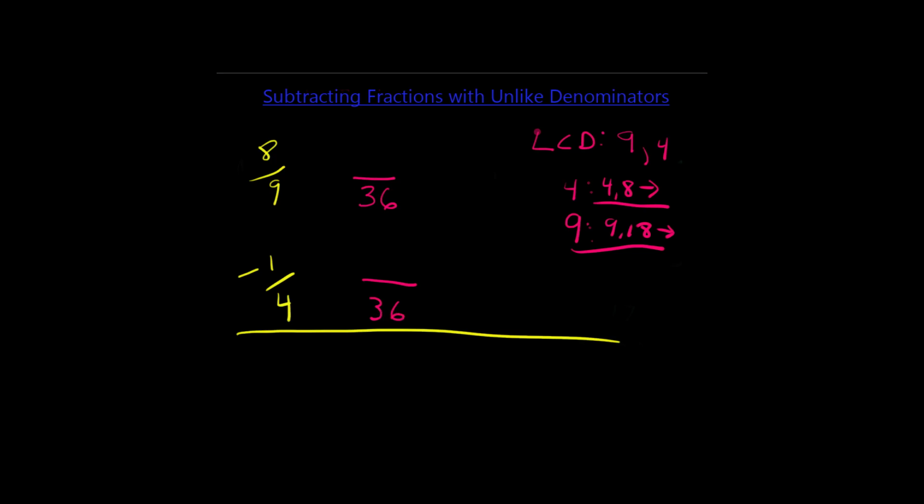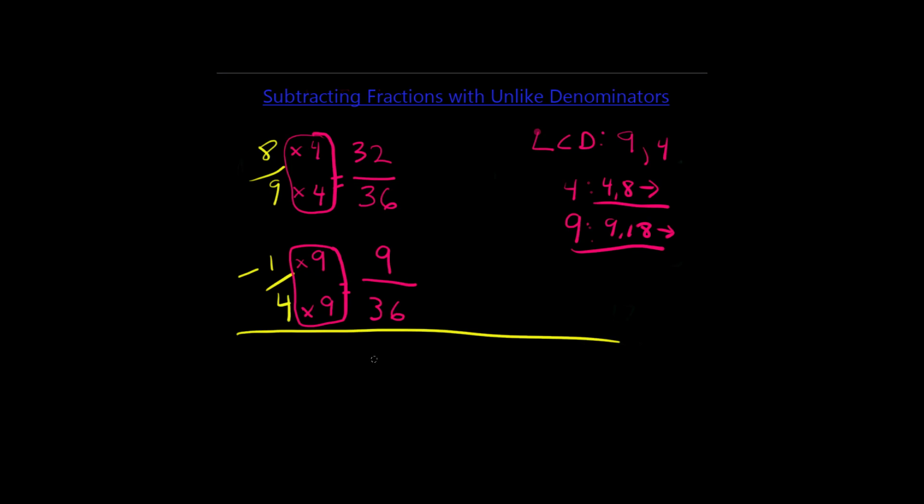And then we think about 4 times what equals 36? Well, 4 times 9 equals 36. Remember, whatever you do to this part of the fraction, you have to do to the numerator. So same thing for this fraction: 1 times 9 is 9. All right, the other fraction, 8/9, we have to do the same thing. 9 times 4 equals 36, so 8 times 4 equals 32. Remember, the tops we had to multiply by the same thing as the bottoms.